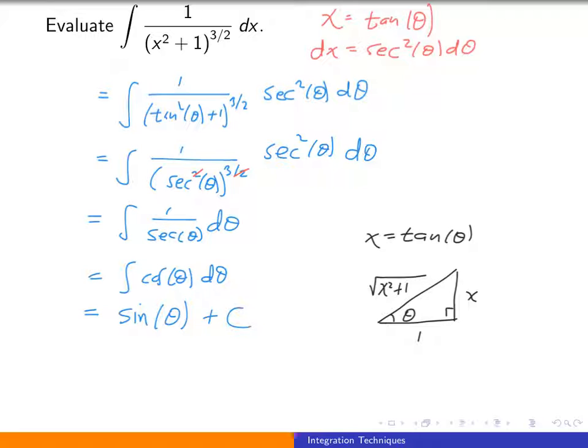So now we say, well, what's sine of theta? Well, looking at our right triangle, sine of theta would be x over the square root of x squared plus 1.